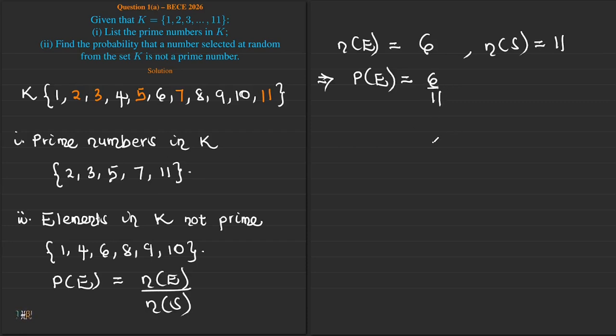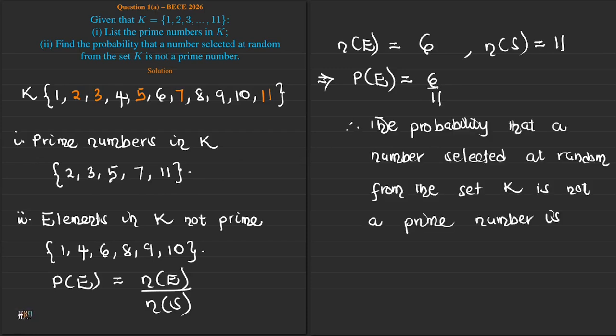And that is all. You can then conclude by saying, therefore, the probability that a number selected at random from the set K is not prime is 6 over 11. So what have we achieved so far? We've been able to determine what makes a number prime, what makes a number composite, and also calculate probabilities.